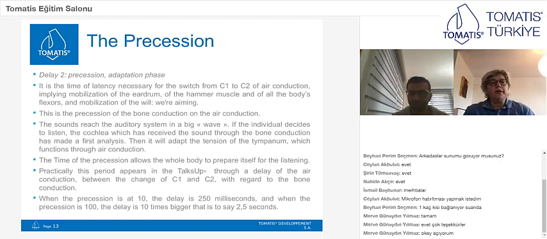So as you know, it is the time of latency which is necessary for the switch from channel 1 to channel 2 of air conduction, implying mobilization of the eardrum, of the hammer muscle, and all of the body flexors, and mobilization of the wheel. We are going to be aiming to the information.